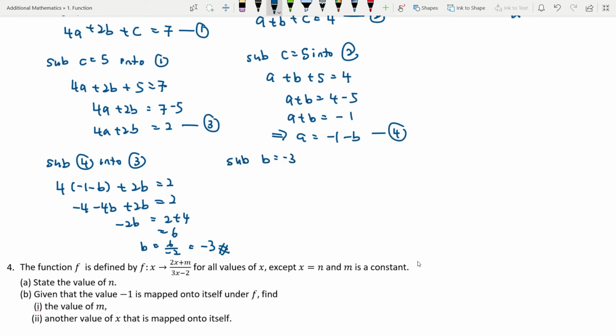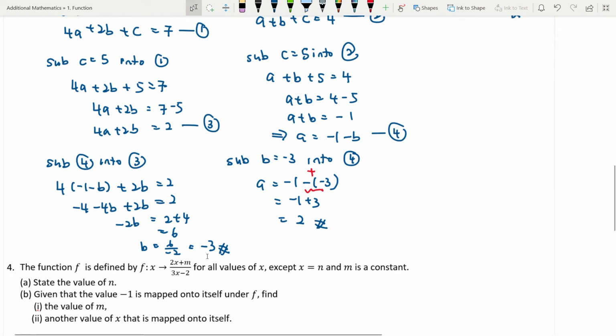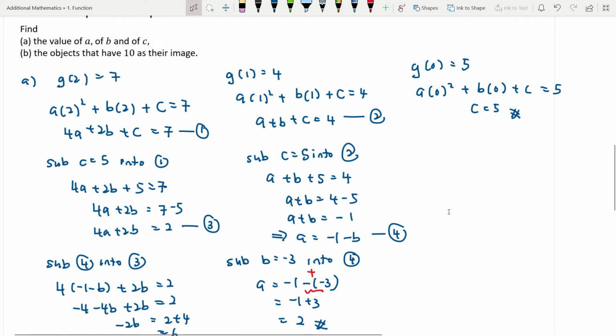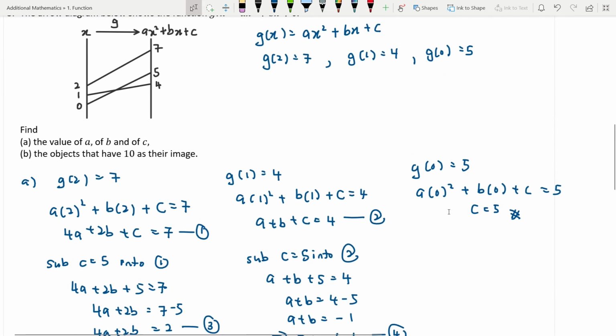After we get our b, find our a. Substitute b equals -3 into either one equation. Here, we choose to substitute it into equation number 4. We get a equals -1 minus -3. Negative and negative, we get a positive. So -1 plus 3, 2. In the end, we get a equals 2, b equals -3, and c equals 5. g(x) becomes 2x squared minus 3x plus 5.